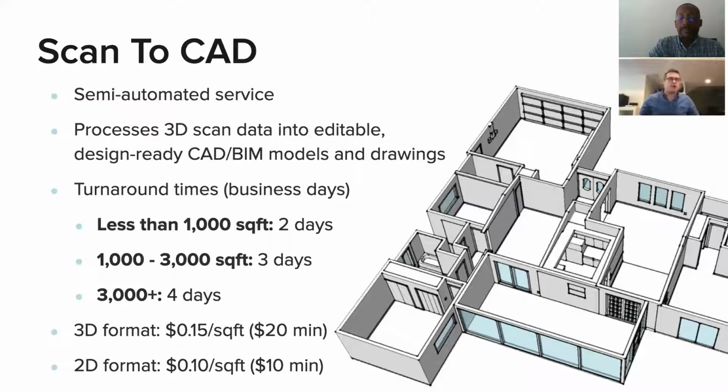And we charge 15 cents per square foot for any 3D output with a $20 minimum, and 10 cents per square foot for any 2D format with a $10 minimum. And that's based on the square footage of the home, not the square footage of the walls and everything that's being captured. So it's pretty easy. I think most of you are used to working and calculating in square feet. This way you have a sense of how much this model is going to cost you.